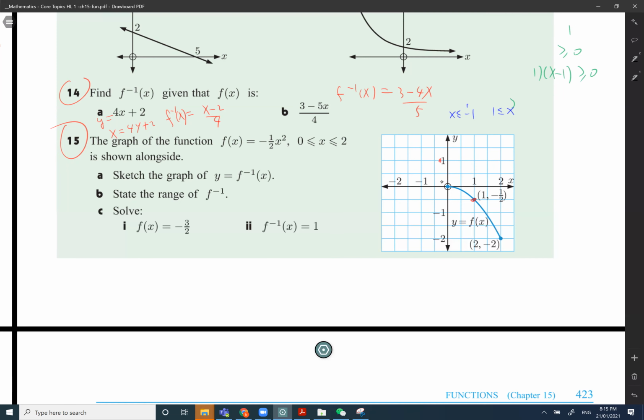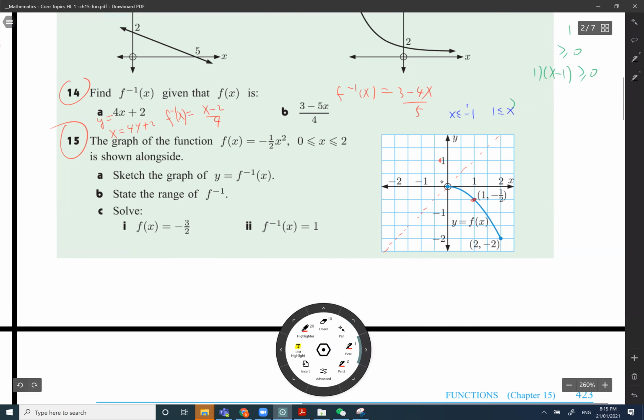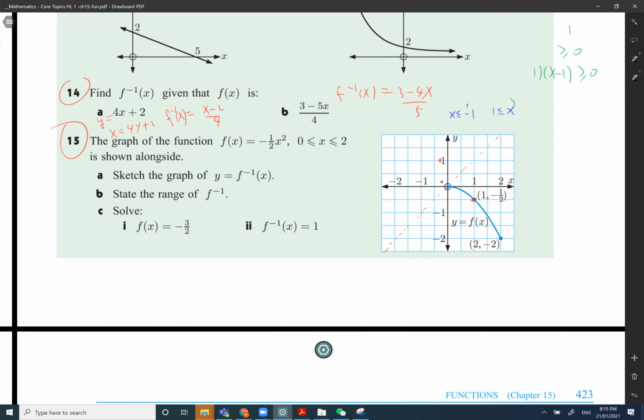It's also a reflection about this line. If you swap x, y, it's a reflection about this line. Reflection. 2, negative 2 becomes negative 2 and 2. This point. Just reflection on reflection. Pass through this point.